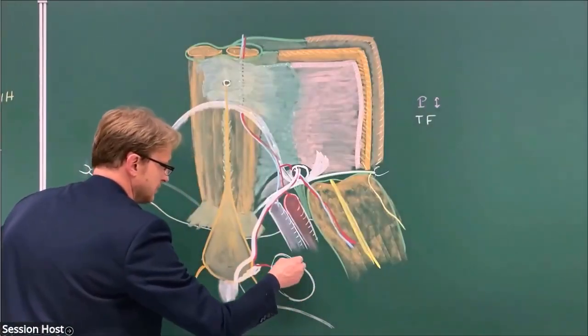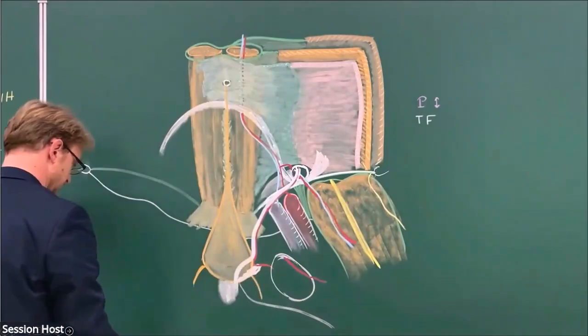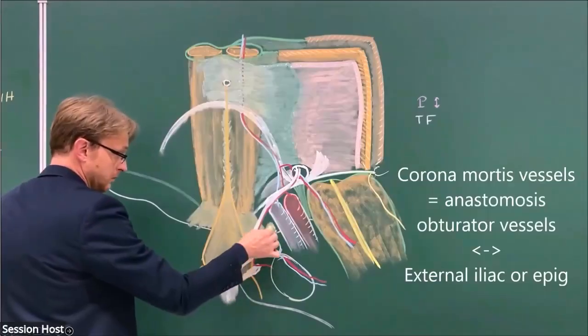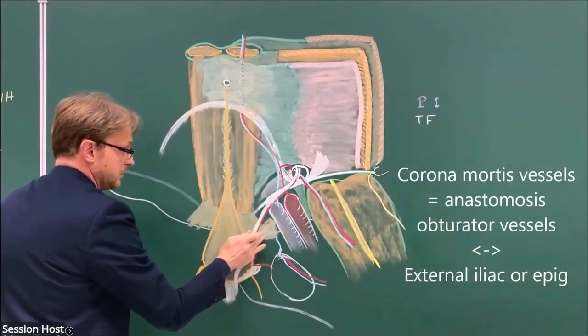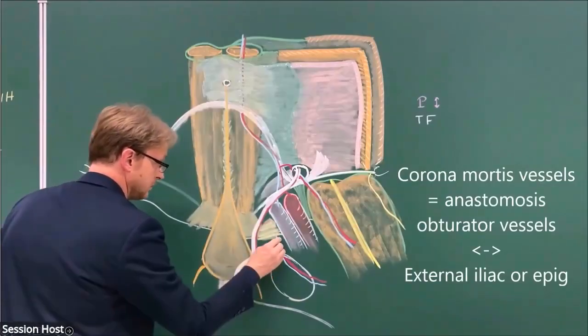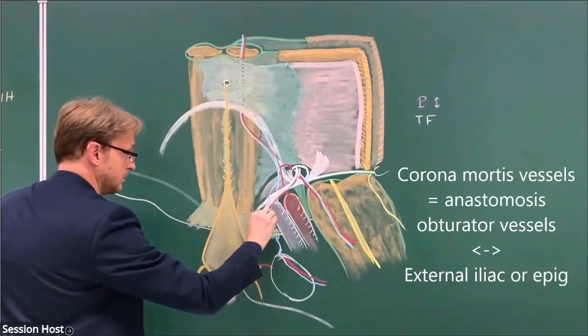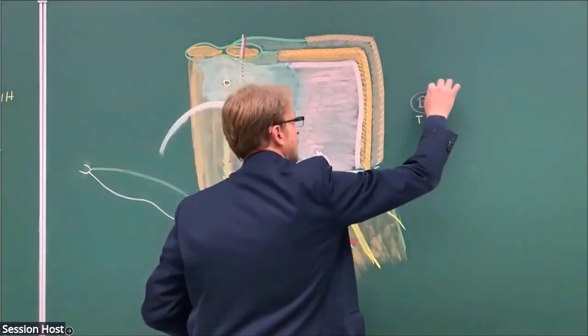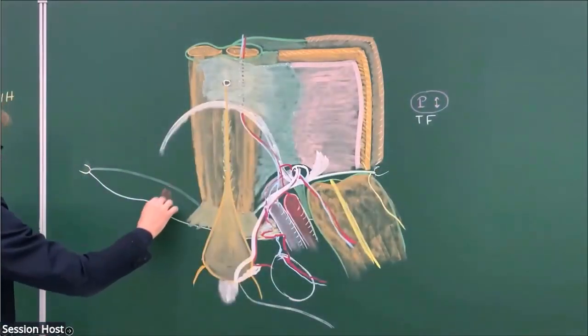This is the bone with the obturator vessels, and then we can draw the corona mortis vessels. There are anastomosis vessels between the obturator vessels and the external iliac or epigastric. These vessels are here on the Cooper ligament and sometimes at risk during the dissection.